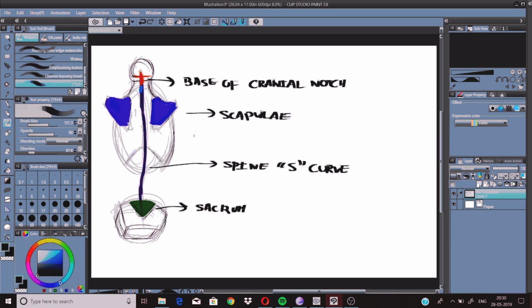Next is the base of the cranial notch, at the base of the skull right at the top of the spine. Next is the seventh cervical vertebra. This is a very pronounced area of bone at the lower point of the neck. Next are the scapulae, two freely moving bones that aid the movement of the arms. Well, sorry for using the big words.